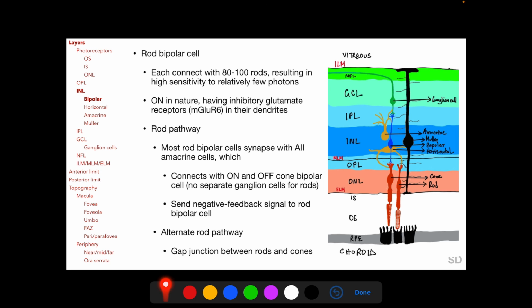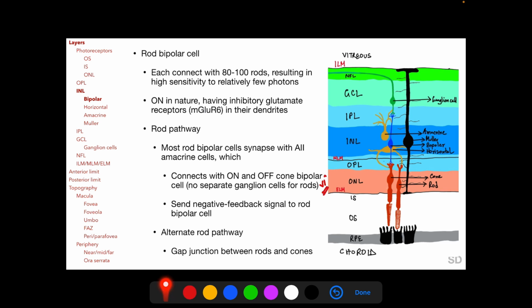As we have mentioned, there is only one type of rod bipolar cell, and each rod bipolar cell is said to connect with approximately 80 to 100 rods, resulting in high sensitivity to relatively few photons. The rod bipolar cells are all on in nature, having inhibitory glutamate receptors in their dendrites. There are no separate ganglion cells for rods, which is important to remember.